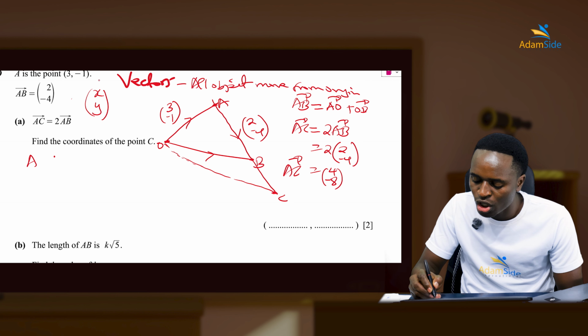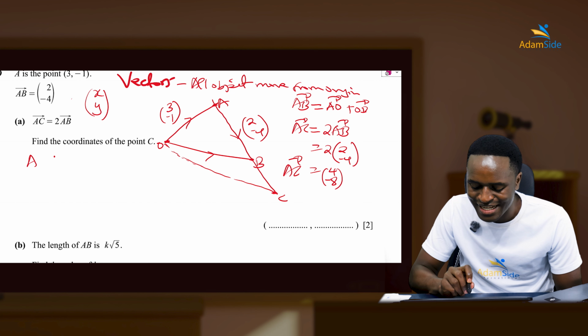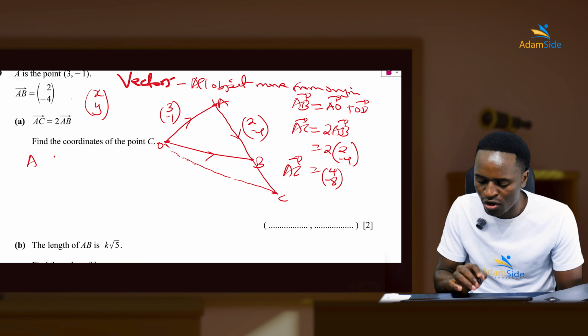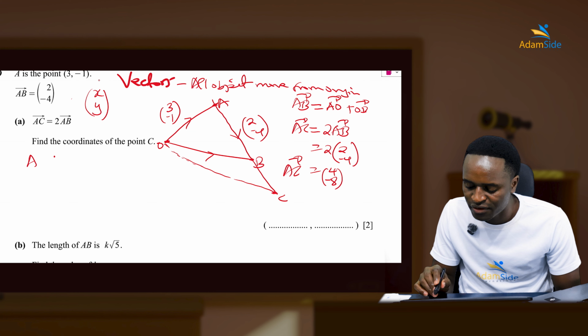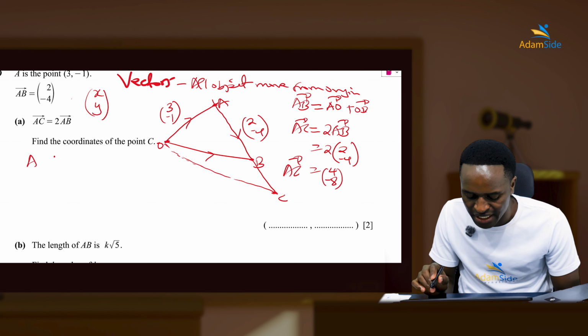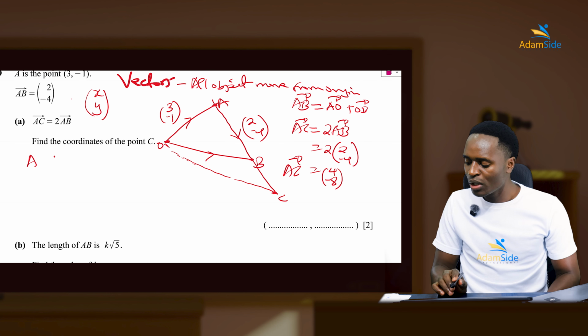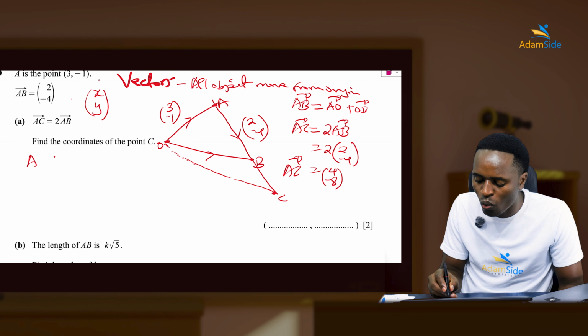We know vector AO is the opposite of vector OA. So vector AO is negative OA, which is -3, 1, plus vector OB. If you get that point, it will be super easy for you, because what we were looking for is point C. So if we need to get point C, what do we do?